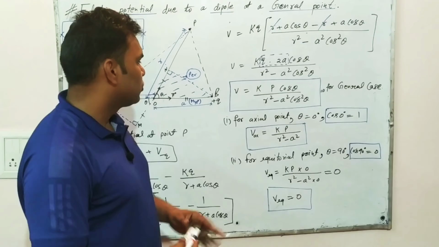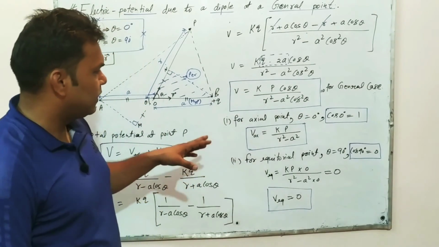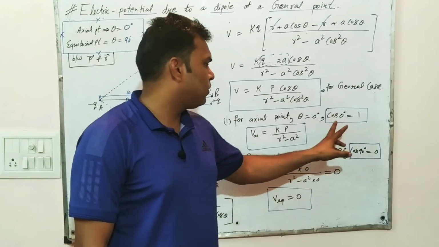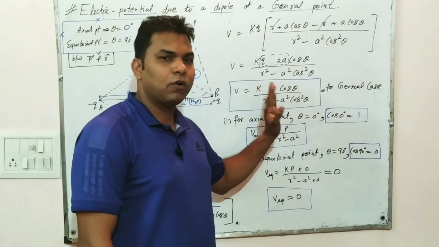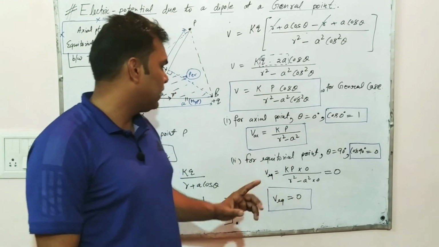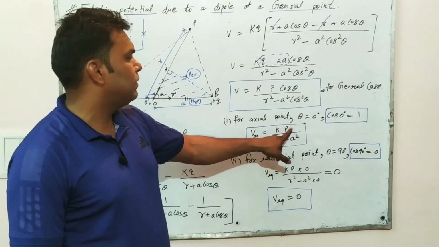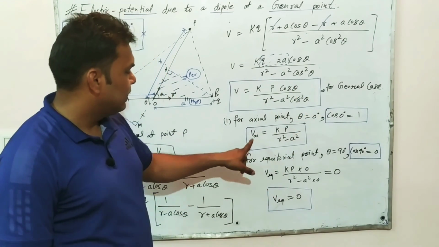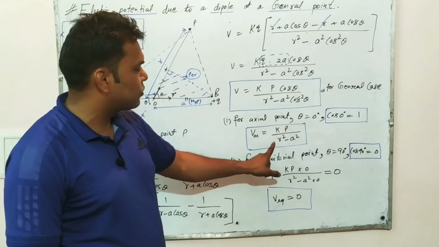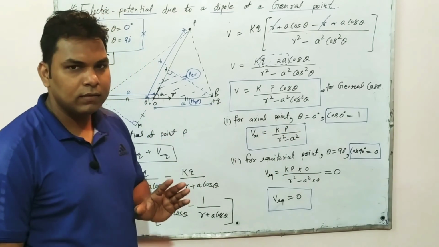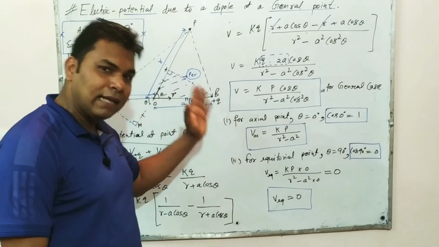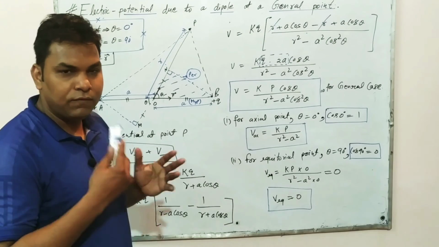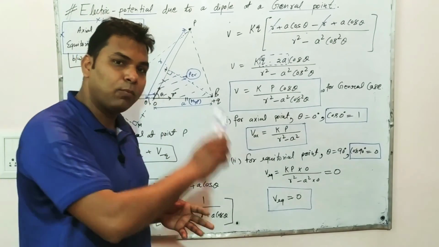Now, here we have two cases. One is called the axial point. For the axial point case, theta is 0. The value of cos 0 is 1. So just put the value of cos theta in the above expression. We have V axial is equal to Kp, because cos theta becomes 1 and cos theta also becomes 1. So we are left with V axial is equal to Kp upon R square minus A square. Clear? From the general case we can also calculate the value of the electrostatic potential at the axial point.